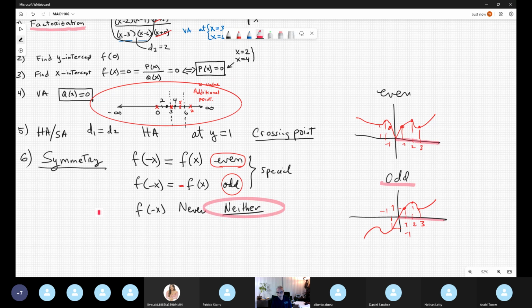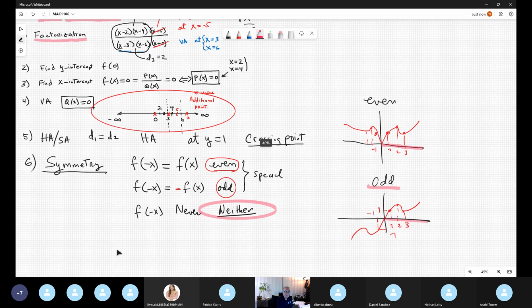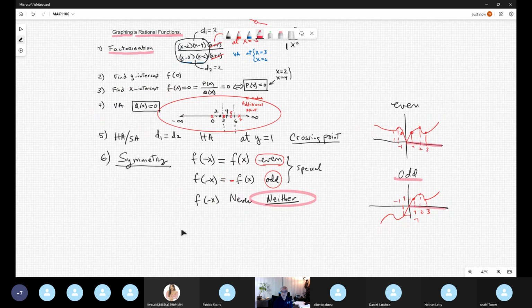Now, some students omit that step. Okay, I agree, I understand. However, you need to always plot positive and negative. Okay, it's one possibility. And number seven is the additional points, that is, the plot.